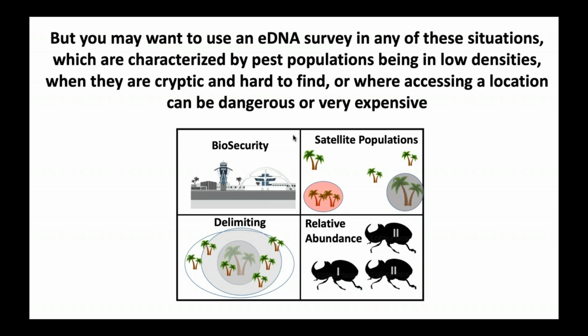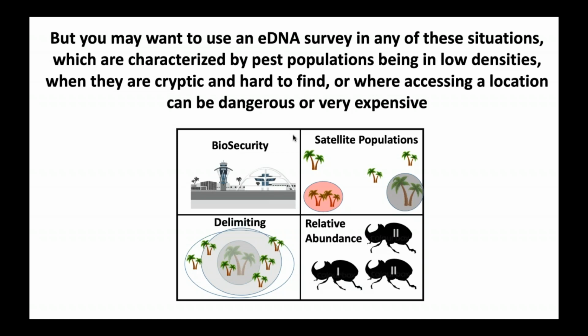So we can see applications for this within biosecurity, and that's usually either low density or cryptic, where you're looking for them within different products, you're looking for them around ports, you're looking for that first entry into a continent, into a country. So you can definitely use them in that context. You can also use them to estimate relative abundance, especially in places where accessing the site can be relatively difficult.